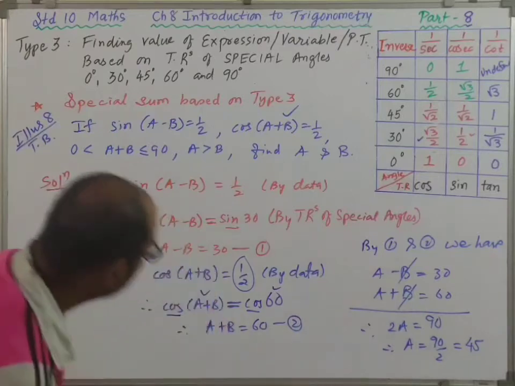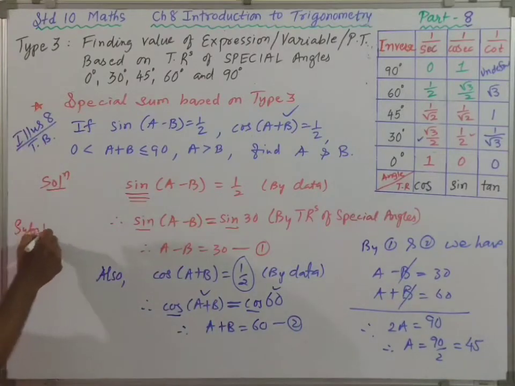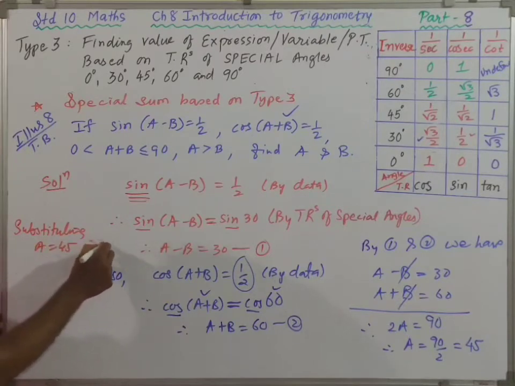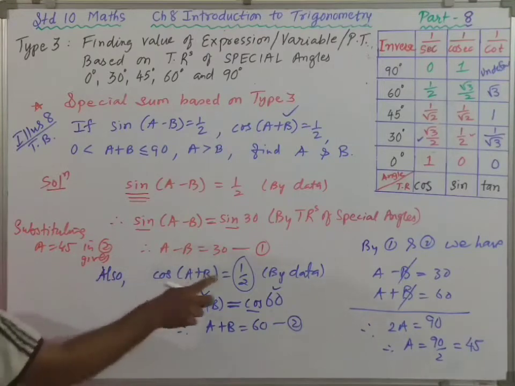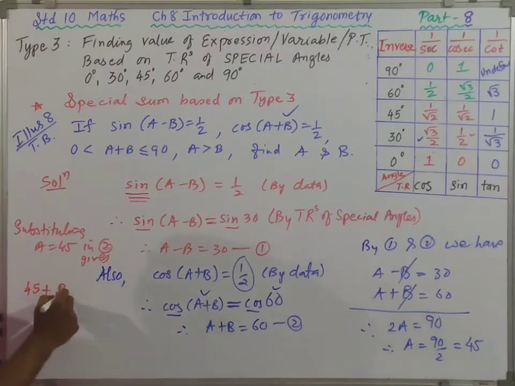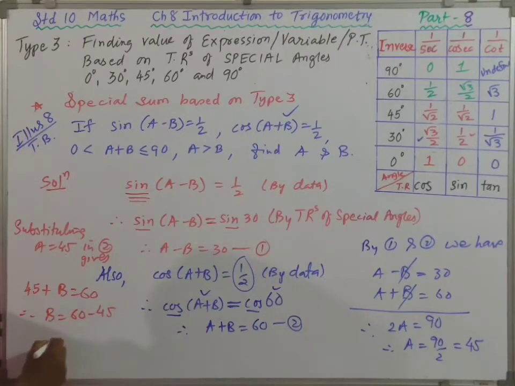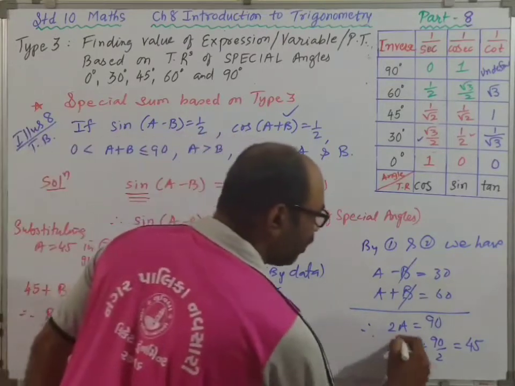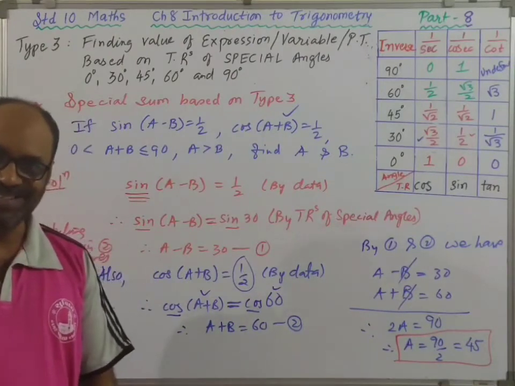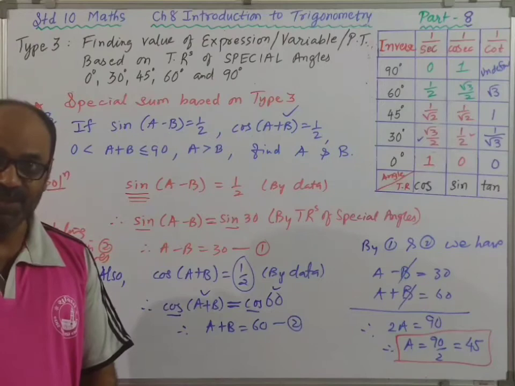Substituting A is equal to 45 into the second equation, आपने pick up किया. 45 plus B is equal to 60. You could have done it in the first equation as well. Therefore, B is equal to 60 minus 45. Therefore, B is equal to 15. So, A is equal to 45 and B is equal to 15 is the answer. Clear? Understood?